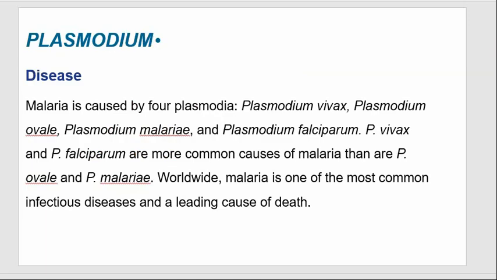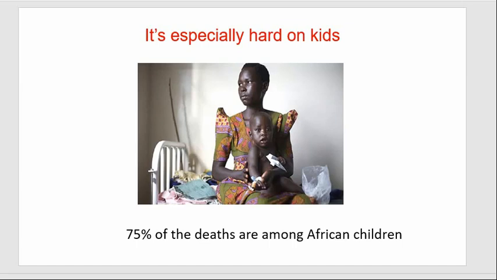بالنسبة إلى البلازموديوم اللي هو cause of disease known as malaria and is caused by 4 plasmodia: Plasmodium vivax, Plasmodium ovale, Plasmodium malariae, Plasmodium falciparum. The Plasmodium vivax and Plasmodium falciparum are more common causes of malaria than are Plasmodium ovale and Plasmodium malariae. Malaria is one of the most common infectious diseases and leads to death, especially in African kids.